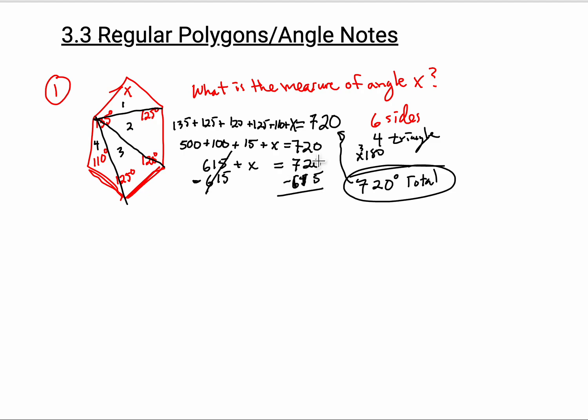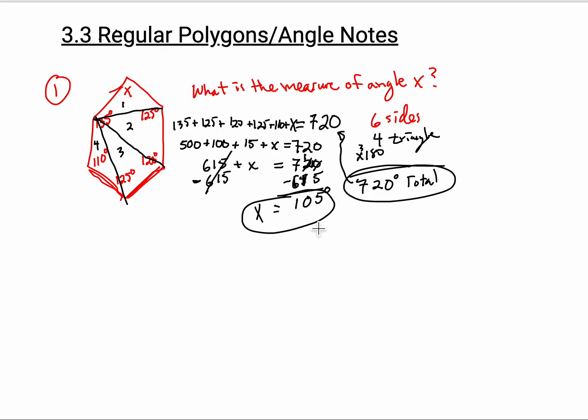720 minus 615. So that would be 2 regroup to 10. So that would be 5. 10 minus 5 is 5. 1 minus 1 is 0. 7 minus 1 is 1. And that is x, bring down the x, bring down the equals, 115 degrees for that angle up here that's left over, to make a total of 720. So this will help us with our regular polygons.